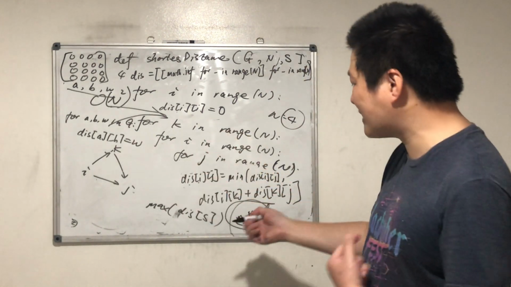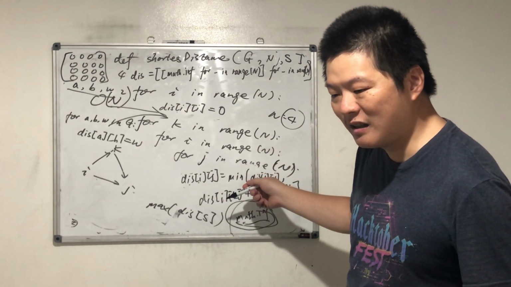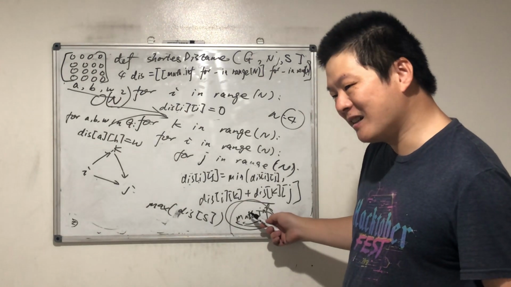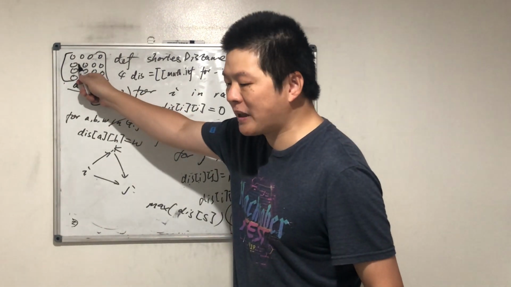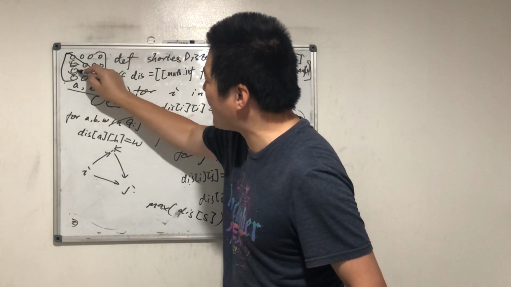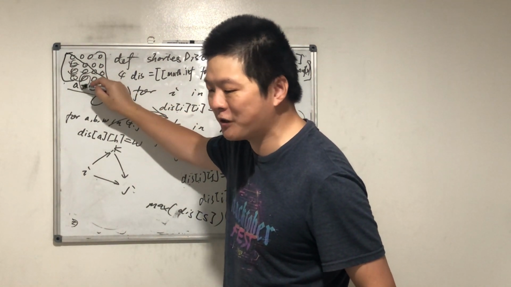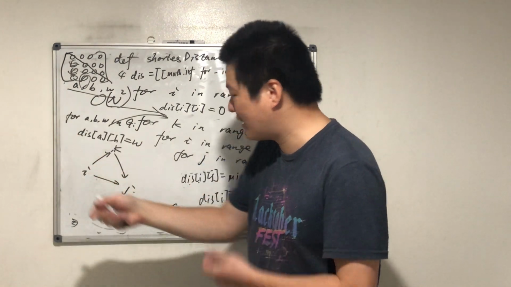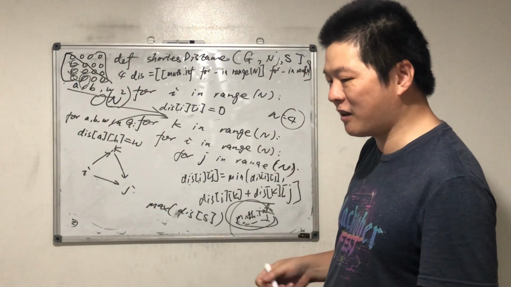Because if there's a path, anything compared to max dot infinity will be updated, right? At the beginning, except this diagonal, all other values are max dot infinity. If this value is not updated, it means there is no path between those two vertices. They are separate, so it will not be updated. So at last it will be max dot infinity.